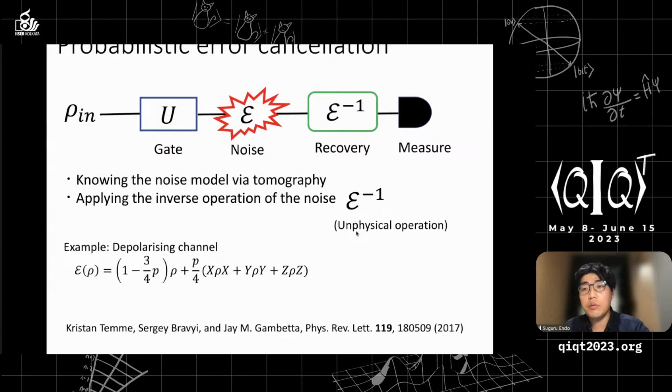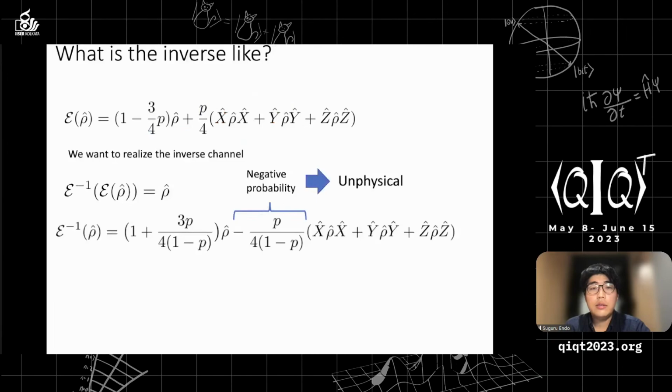Let's calculate the inverse of the noise, considering the example of depolarizing error. By using some mathematical technique, we can invert the depolarizing noise. And then, by explicitly calculating the inverse of the depolarizing noise, we can derive this one.